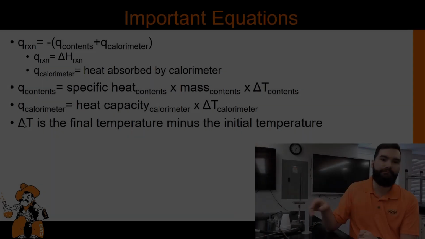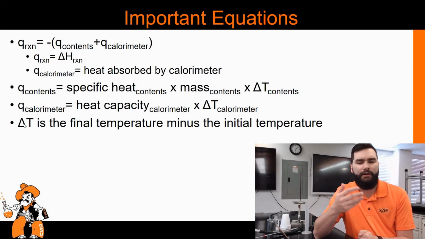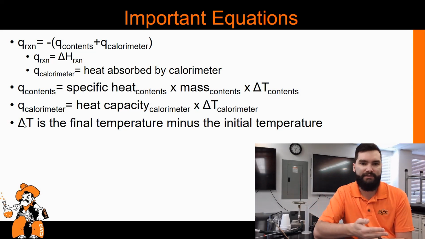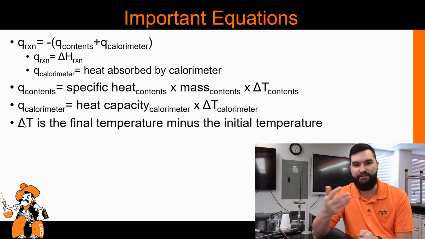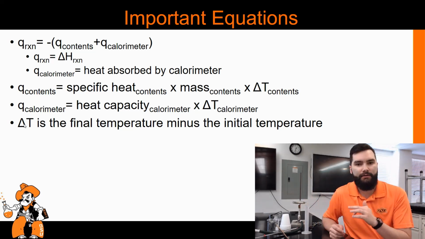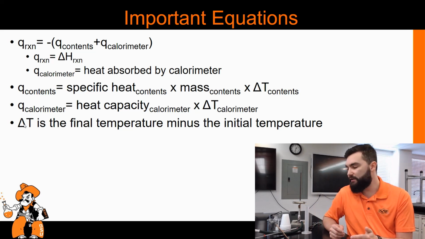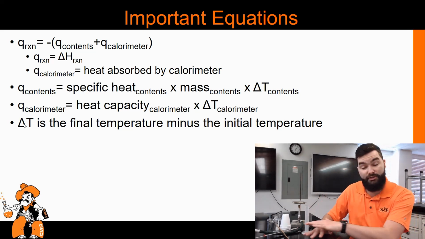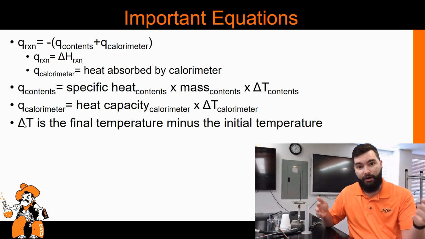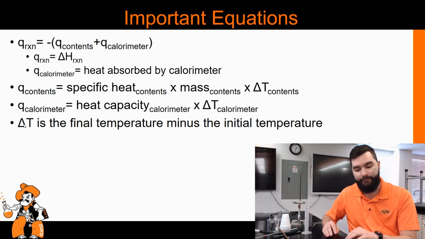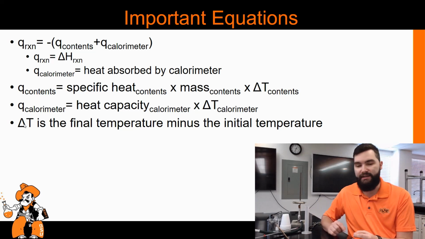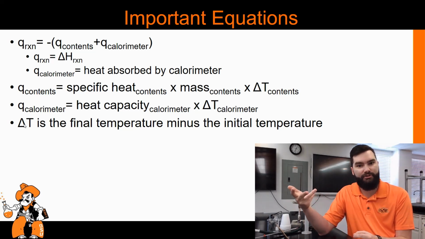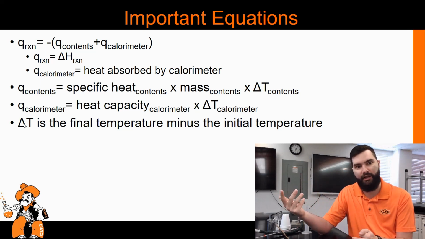And temperature change of the contents is what we're actually going to be recording with our thermometer down inside of the calorimeter. Moving on to the next one, heat of calorimeter, that's heat capacity of calorimeter times the change in temperature of the calorimeter. The delta T of calorimeter is going to be equal to the delta T of the cold water. Okay, so our calorimeter starts out at room temperature. We add our mixture of hot and cold water to it, and then we get a final temperature that's higher than room temperature. Okay, so that difference between our final and initial temperature is our delta T for the calorimeter there.